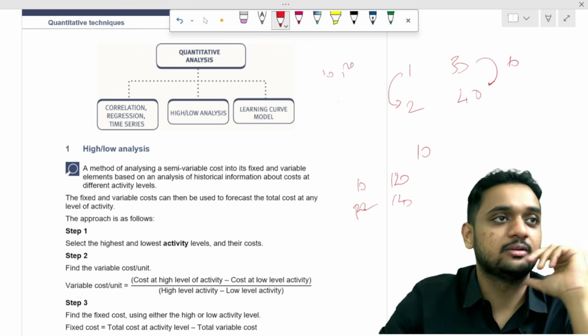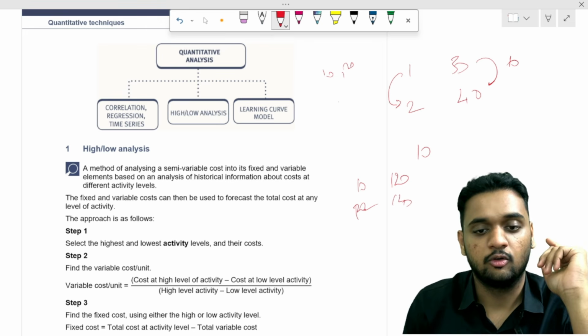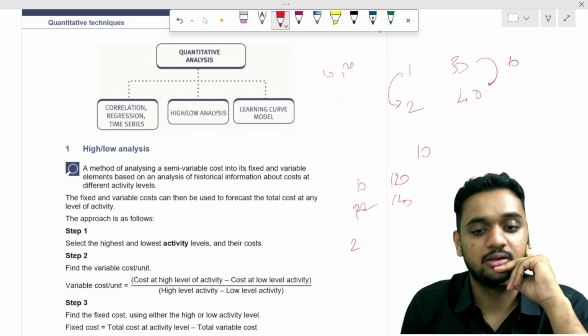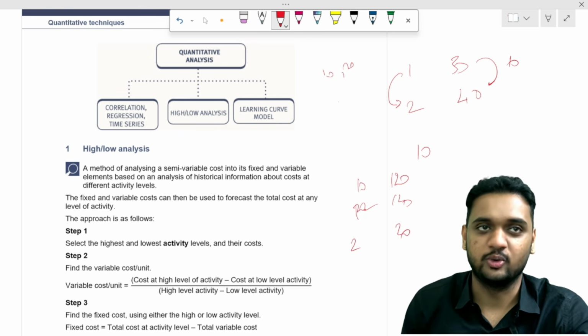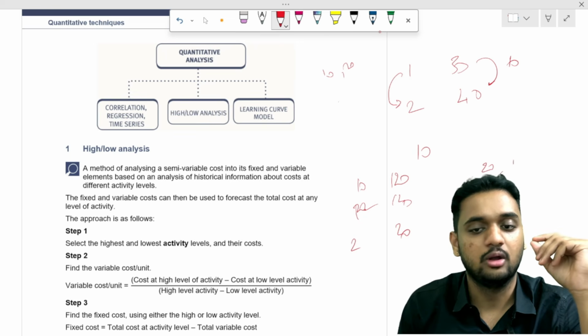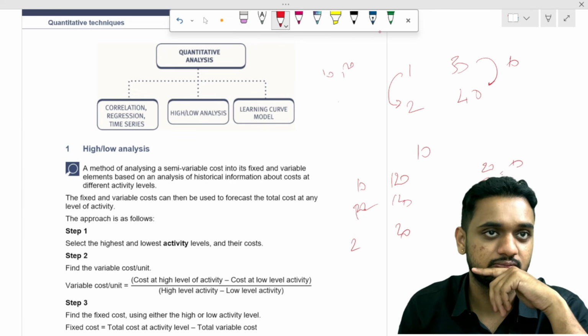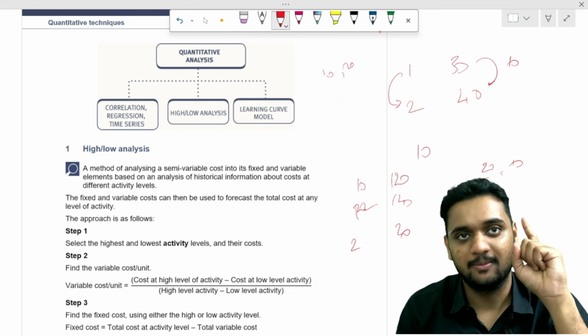Extra, how much am I producing? For 2 units, how much is my cost increasing? What is the variable cost per unit? 10. For 2 units, 20 means 20 divided by 2, 10 rupees is the variable cost per unit.